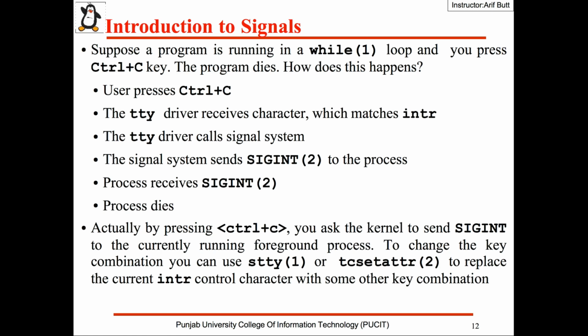Okay, dear students, suppose a program is running in a while loop and the user presses the Control plus C key and that program which is running in the foreground dies. How does this happen? Actually, when the user presses the Control plus C key, the TTY driver receives a character which matches the interrupt character. The TTY driver calls the signal system of the operating system, and the signal system sends SIGINT to the foreground running process. And when the process receives that signal, it dies. And we know we can always change this key combination for different signals using the stty command or the tcsetattr system call.